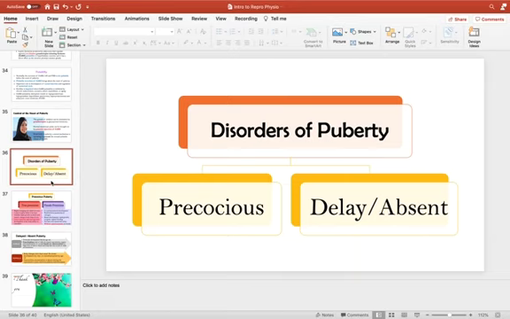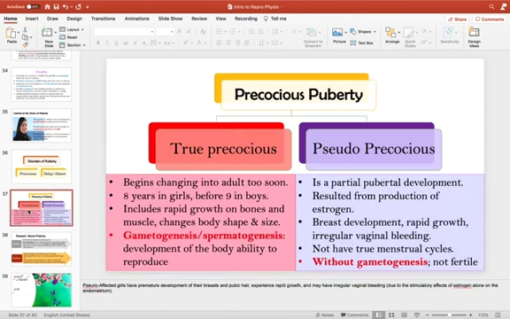And disorders of puberty: first, precocious, and delayed and absent. There are two types of precocious puberty, true precocious and pseudo precocious. True precocious puberty begins changing into adult too soon, before 8 years in girls and before 9 in boys, and includes rapid growth of bones and muscle and changes in body shape and size.